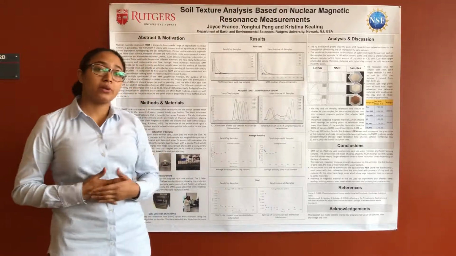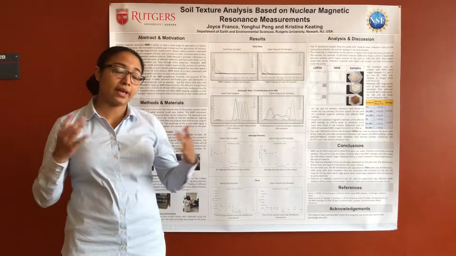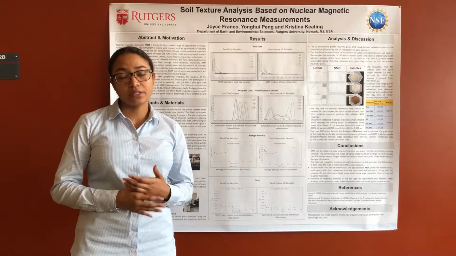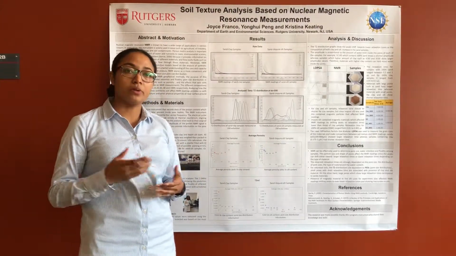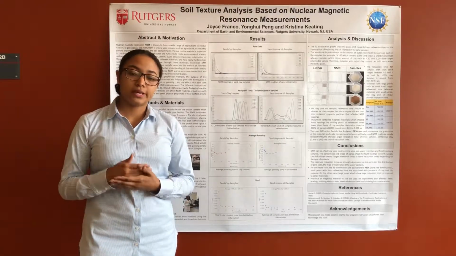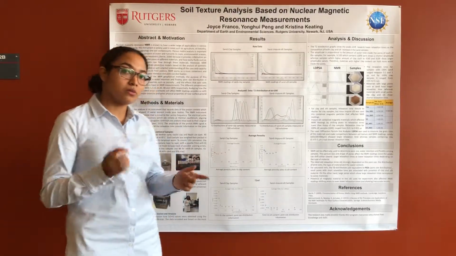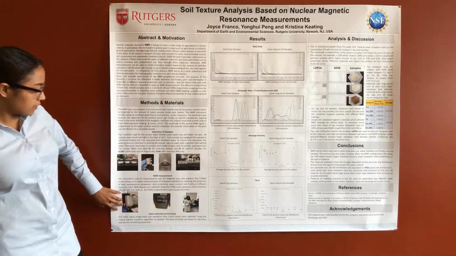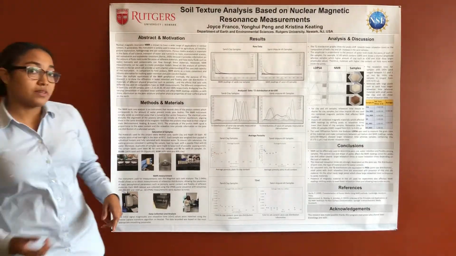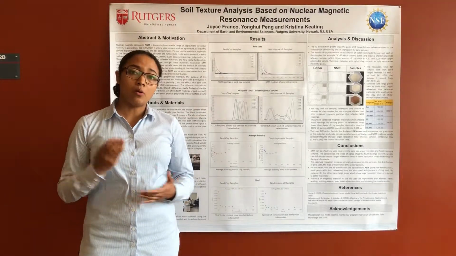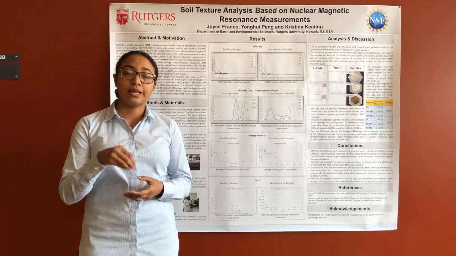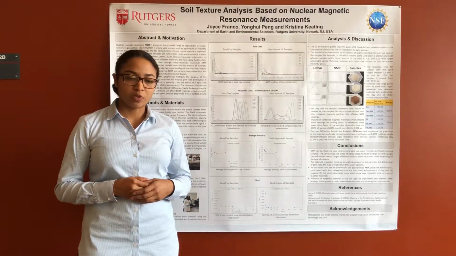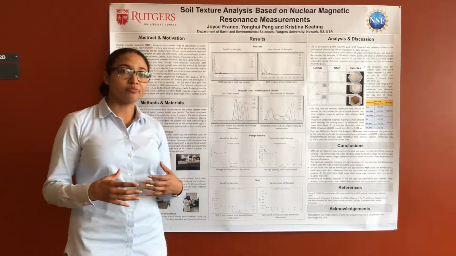First, we saturated all the samples that had different silt and clay compositions. We saturated them with deionized water. Then these saturated samples were analyzed with a rock core analyzer, which you can see right here. This instrument provides us with information on the water content that is held inside the pores of different materials, and it also tells us about the pore size distribution.